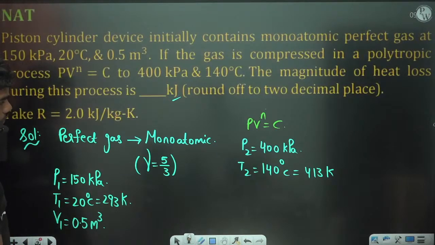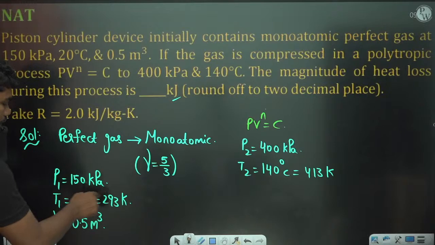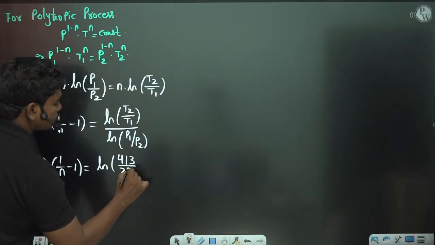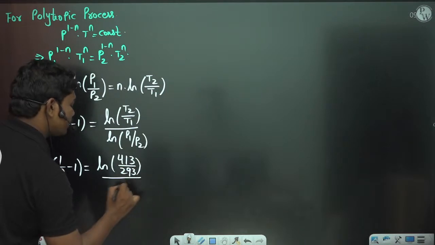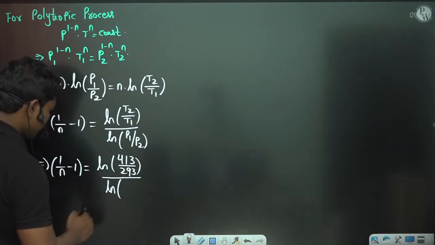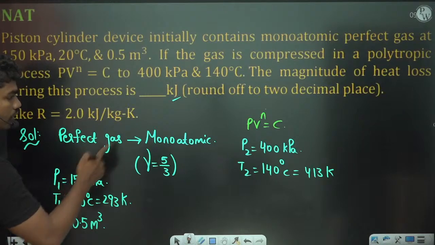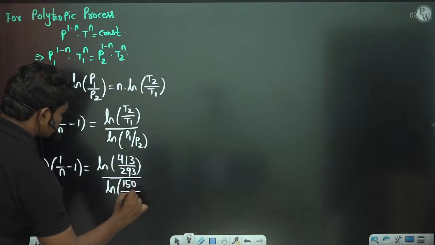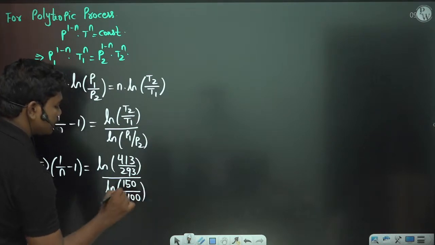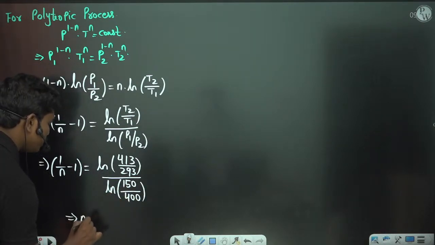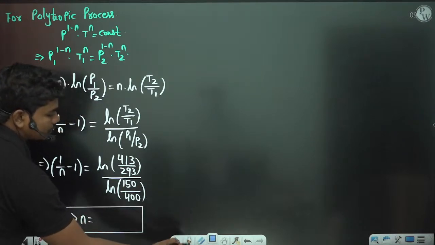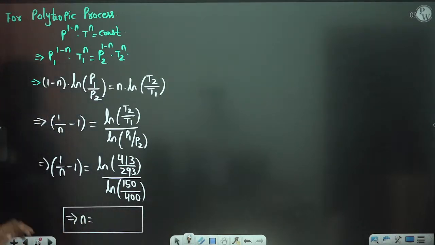So what about T2 by T1? T2 is 413, T1 is 293. So 413 by 293 divided with ln P1 by P2. So what about P1 by P2? 150 and 400. So from this you can calculate the value of the polytropic index. The value of n can be calculated like this from this equation.